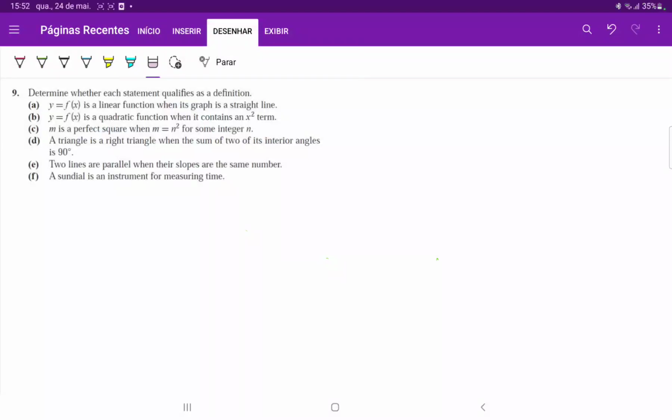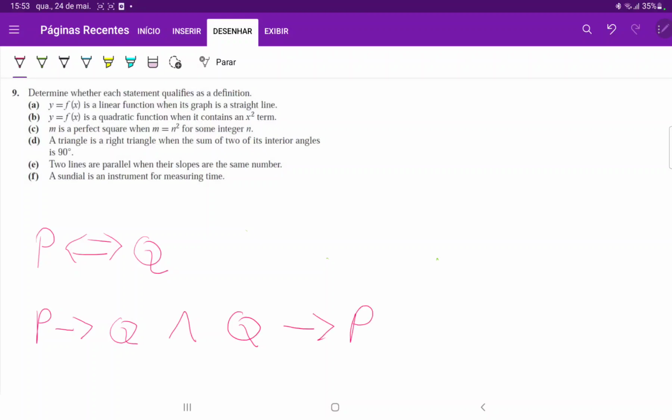So for number 9, we're determining whether these statements qualify as definitions. Now remember that for a statement to qualify as a definition, it must be the case that P if and only if Q, right? And what this means is that P implies Q and Q implies P. So let's check this out and see if we can determine whether these are definitions.